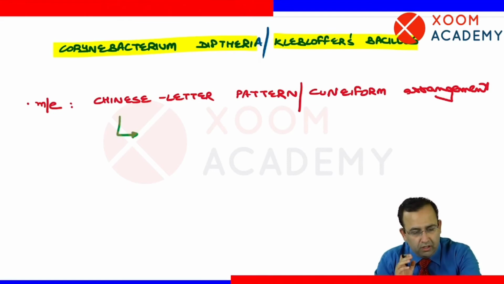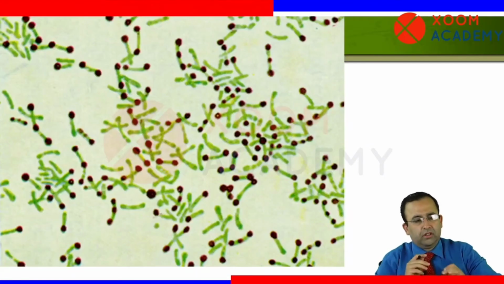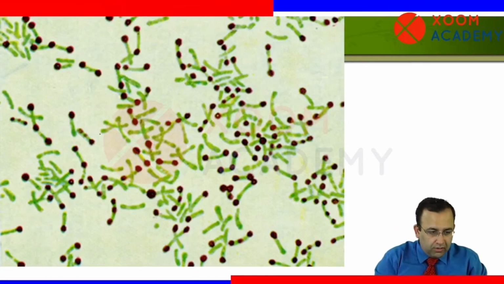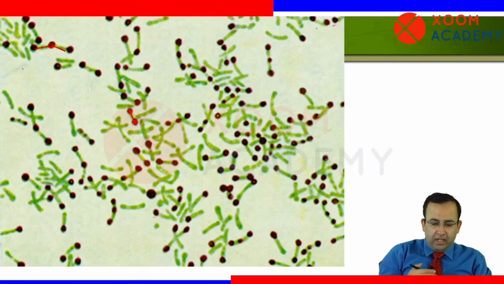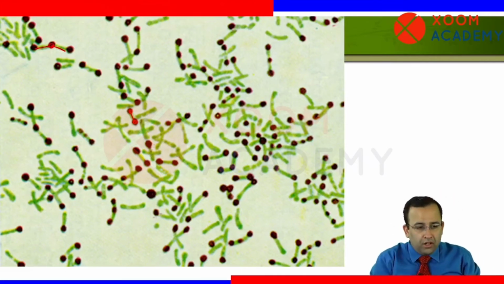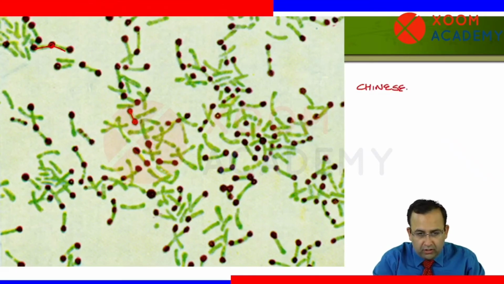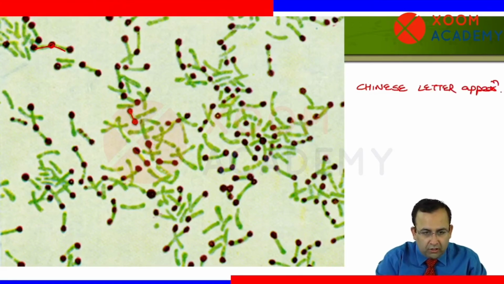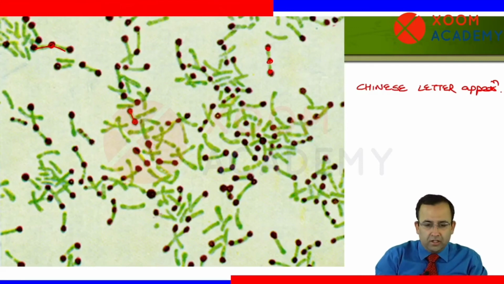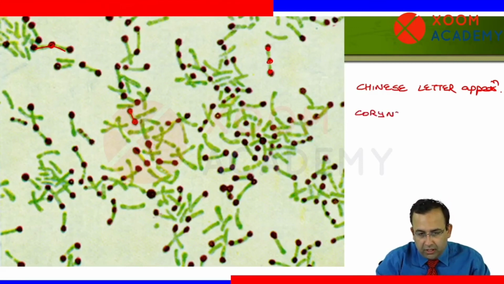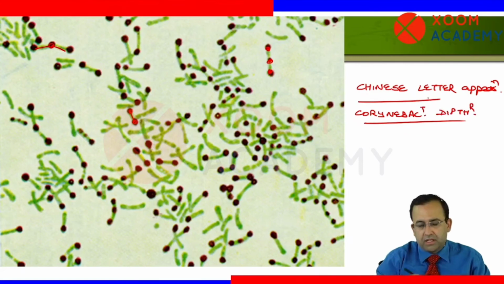Before I even tell you why, first have a look at this. This is the classical Chinese letter appearance. Honestly, you may not understand real Chinese, but this is the Chinese letter. These are all the bacilli which are joined together because of incomplete separation of daughter cells after binary fission. These daughter cells are formed but there is incomplete separation, in turn giving it the Chinese letter appearance, associated with Corynebacterium diphtheria or Klebs-Loeffler bacillus.